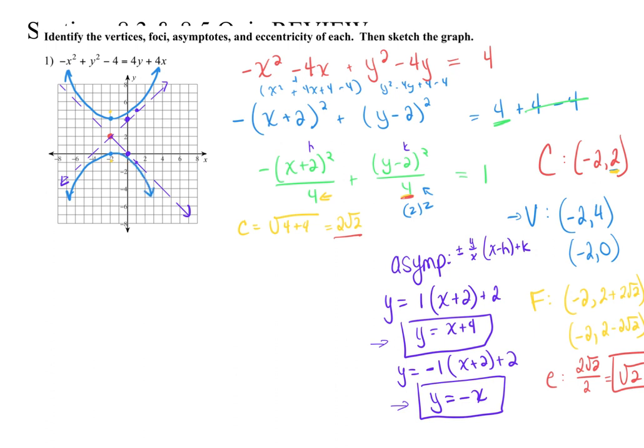Something like that. So what you're looking for is, did I answer all the questions? Vertices, yes, I answered that right here. Focal points, yes, I answered that right here. Asymptotes, yep, I have both of those. You should always have 2 for these. And then eccentricity, yes, I answered that. And then did I graph it?